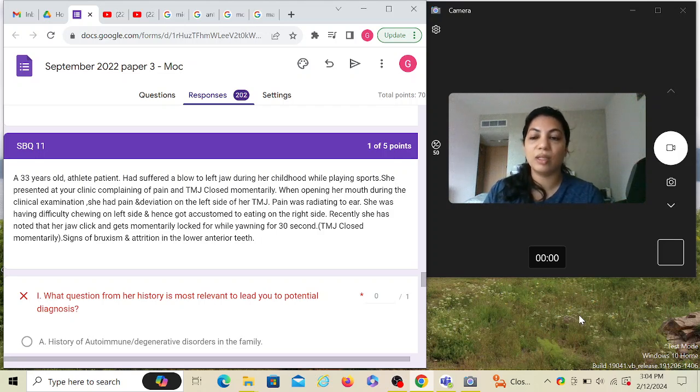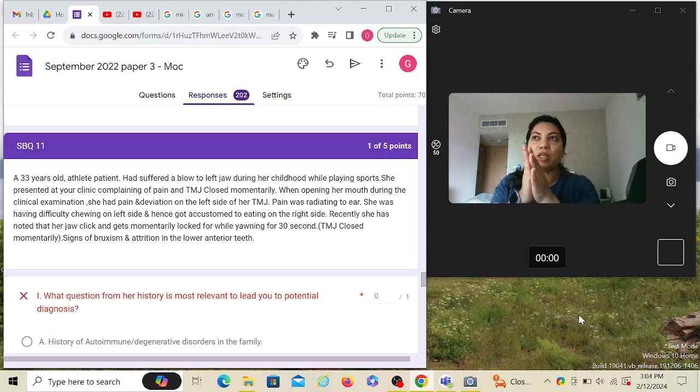Recently, not always, she has noted that her jaw clicks and gets momentarily locked for a while when she is yawning for 30 seconds. So if there is a long yawn like that, when the jaw opens, it gets locked. Locked means you cannot close it back, and then slowly it goes back into position. So if she opens her mouth wide, basically the jaw gets locked. Now, whenever there is any mention of the jaw getting locked while opening or clicking, it means something has to be related to the disc.